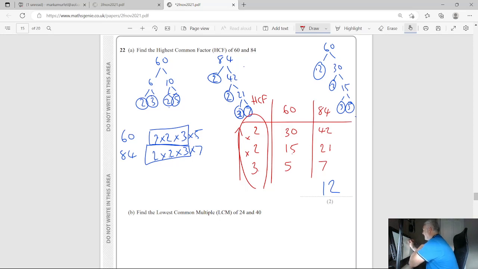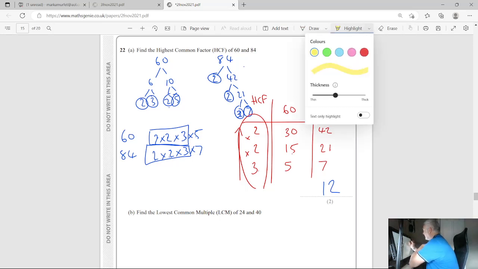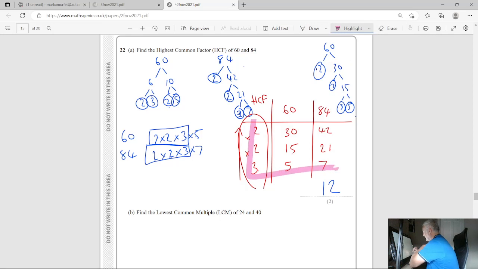The benefit of this is, if we now look at our value there, what I've got left, I've got 2 times 2 times 3, that's my highest common factor. And I'd be able to find my lowest common multiple by timesing 5 and 7. So I'm timesing those two on top of my highest common factor. So I could do 12 times 5 times 7 would give me my lowest common multiple. So we're going to try this method on the next question.